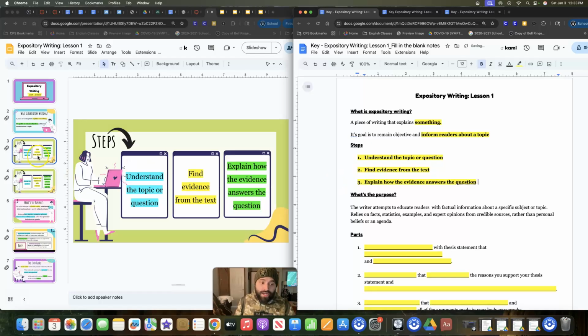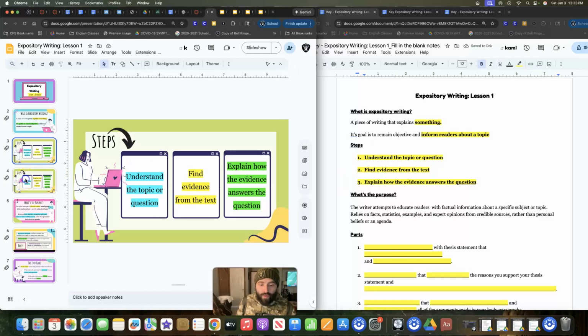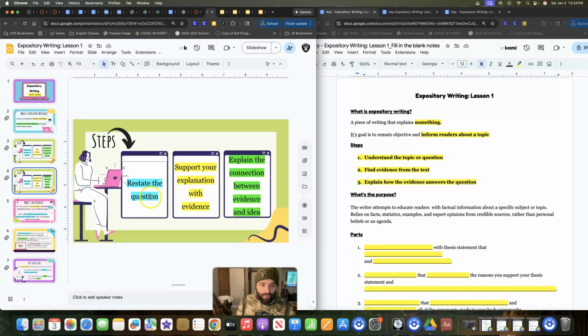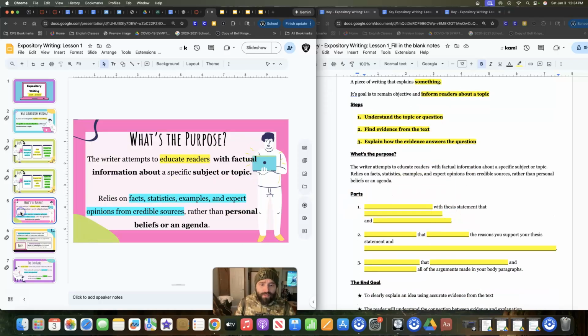Sound familiar? It sure does, because you've already been doing it. RTQT, right? Restate the question, understand the topic or question. To restate the question, you must understand it. Support your explanation with evidence. You've already been explaining things and finding evidence to support it from the text. Explain the connection between the evidence and your main idea. It's literally what we've been doing, but now we are doing it on a broader, grander, larger scale.